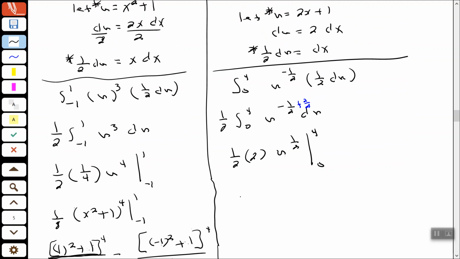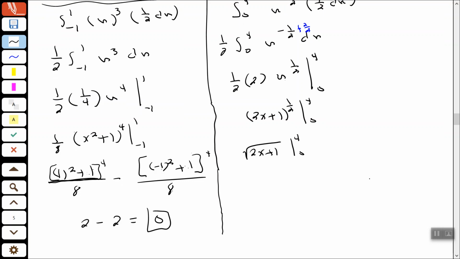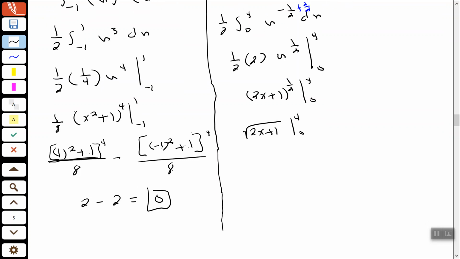And remember, 1/2 power is the same thing as the square root. Let's take it step by step. So 2x plus 1 raised to the 1/2 from 0 to 4. And then we can write that back in radical notation: the square root of 2x plus 1 from 0 to 4. And then take the upper bound minus the lower bound.